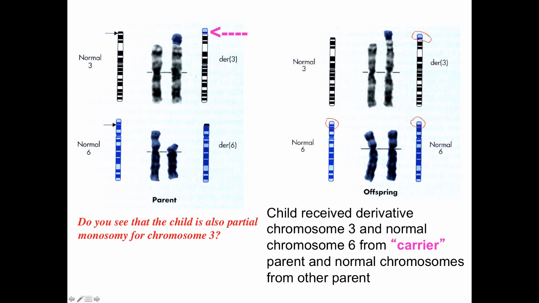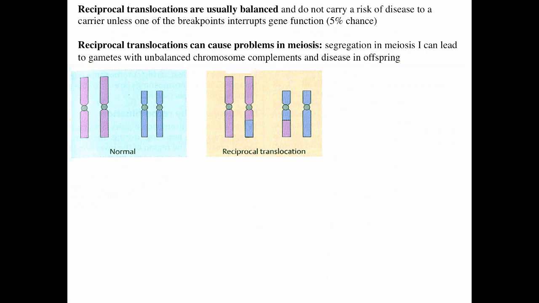You should also see that this child is a partial monosomy for chromosome 3, because here is the derivative chromosome 3. It shows this chromosome 3, but it's missing the other region of chromosome 3, so it's a partial monosomy for that region of chromosome 3. Reciprocal translocations are usually balanced, and they don't carry a risk for disease to a carrier unless one of the breakpoints interrupts gene function, and that may be maybe a 5% chance that can occur.